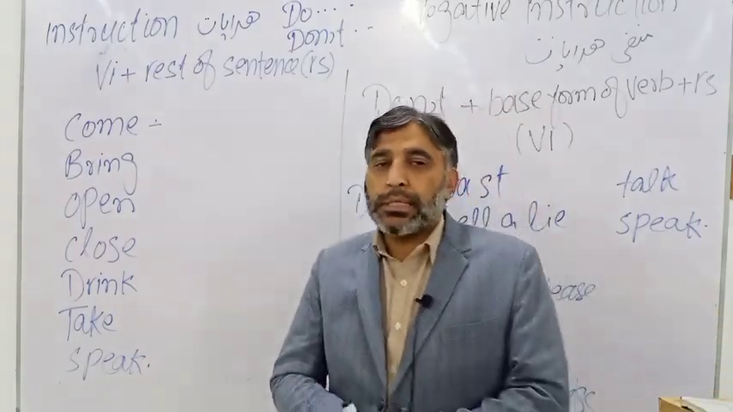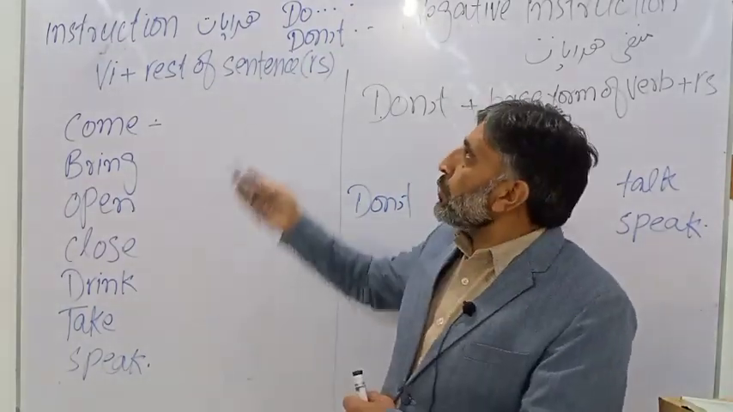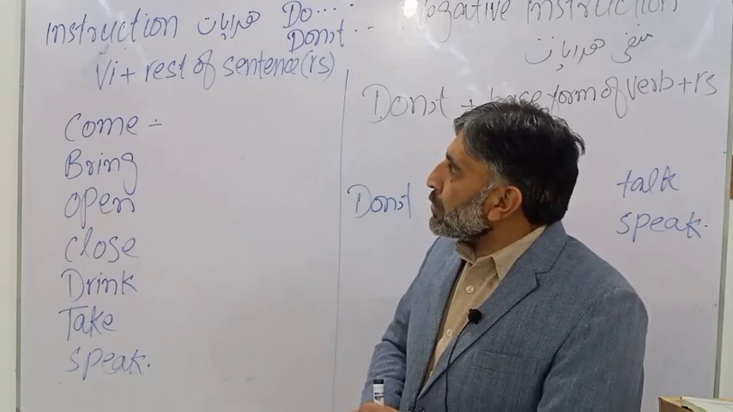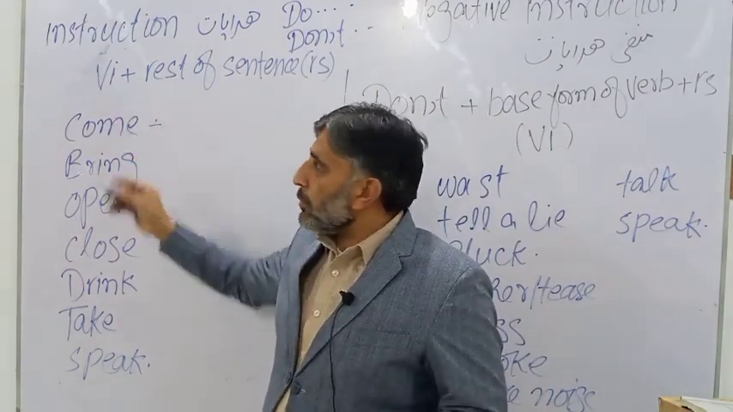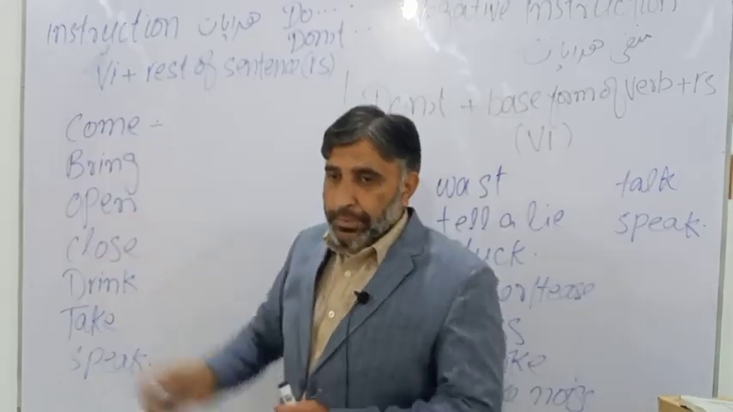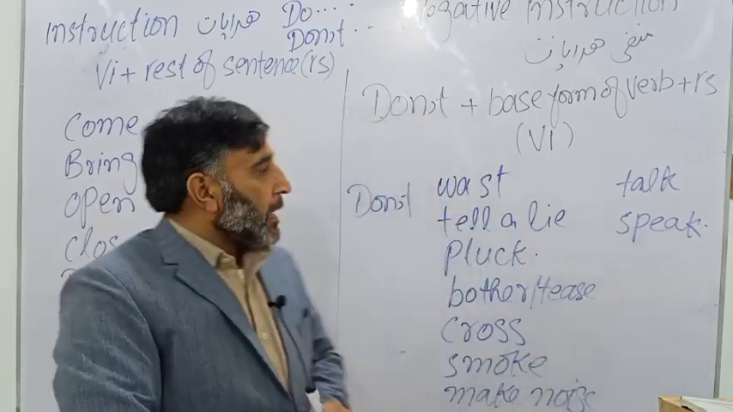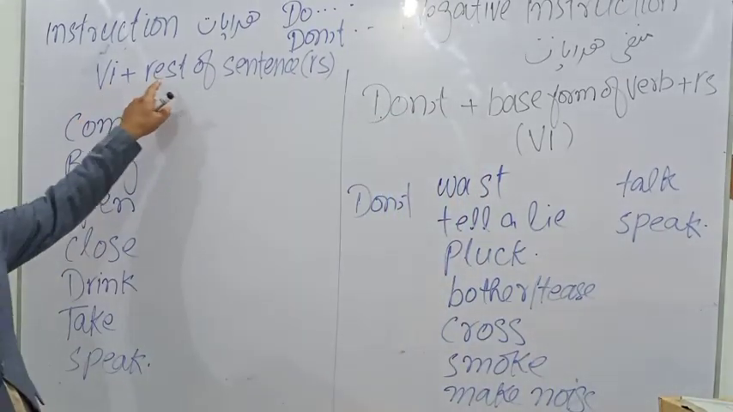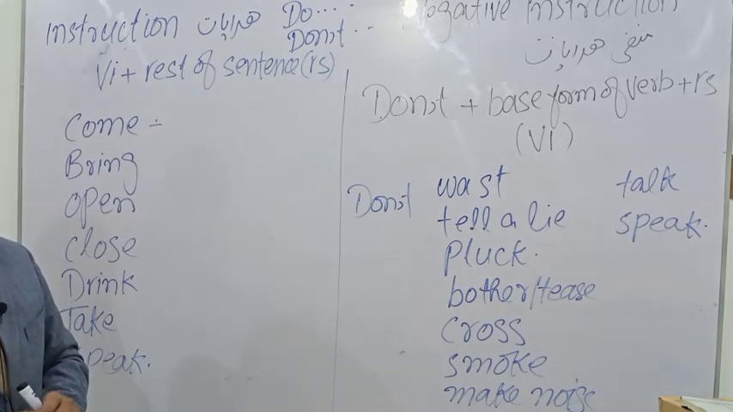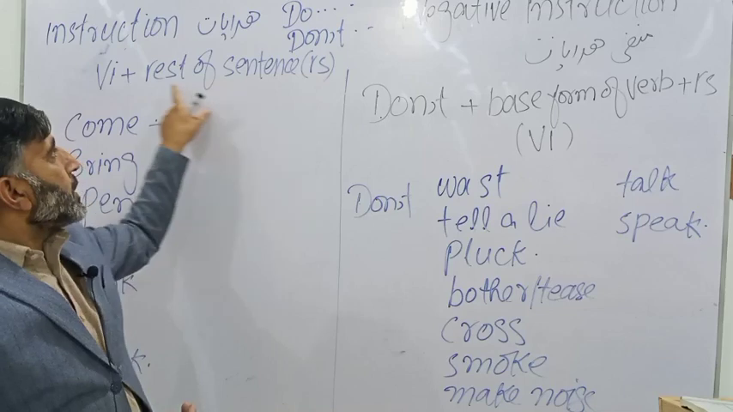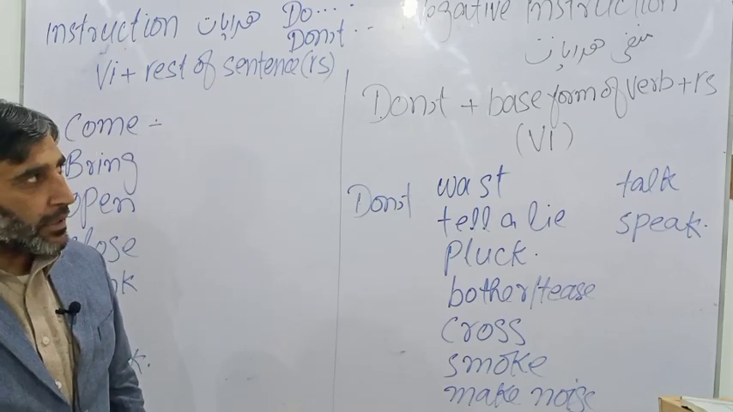So dear viewers, as we said, instruction means hidayat, and instruction means do something or don't do something. So in instruction, usually the sentence begins with the verb first form. From the base form of the verb, or the lexical form of the verb, or the first form of the verb, and after that the rest of the sentence is there. Rest of the sentence means baqimanda jumla. We will write RS for rest of the sentence in the next activities. Baqimanda jumla phir hum bayan kar lenge.